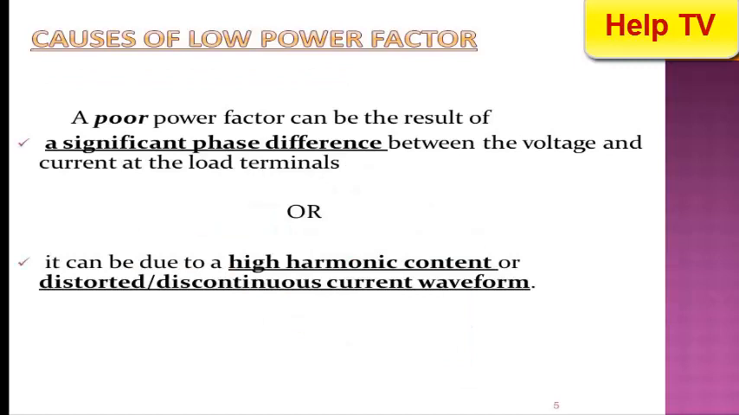Causes of low power factor. A poor power factor can be the result of a significant phase difference between the voltage and current at the load terminals, or it can be due to a high harmonic content or distorted / discontinuous current waveform.